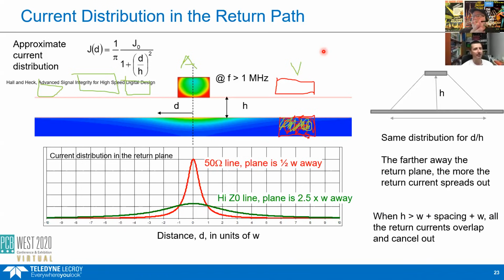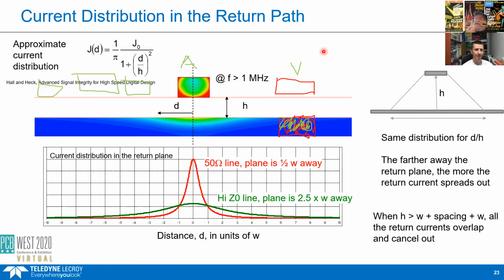But there are these rules you can read in some documents, which will say like 5H or 3H may be enough for routing the tracks. Right. I published those rules of thumb as well. But they're based on 2 assumptions.